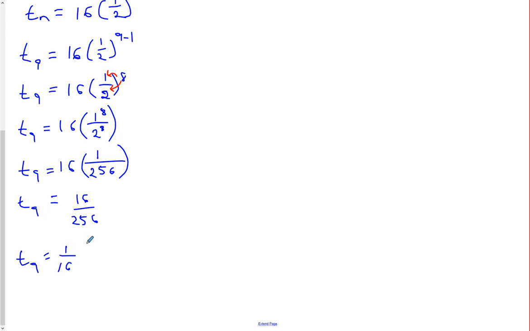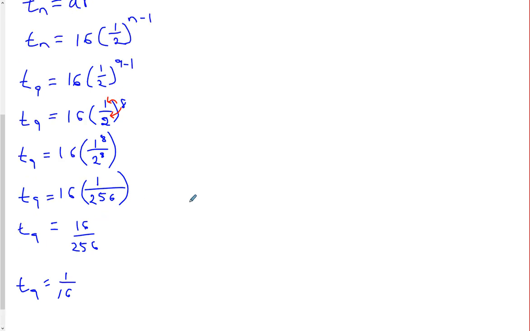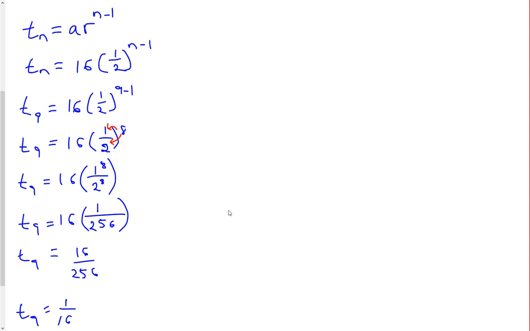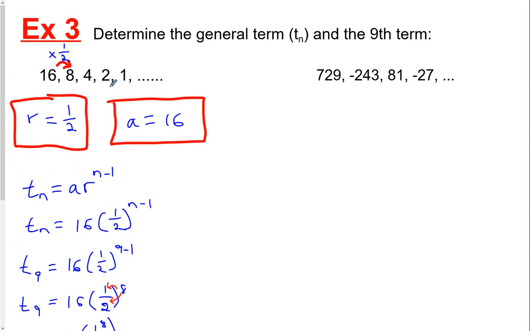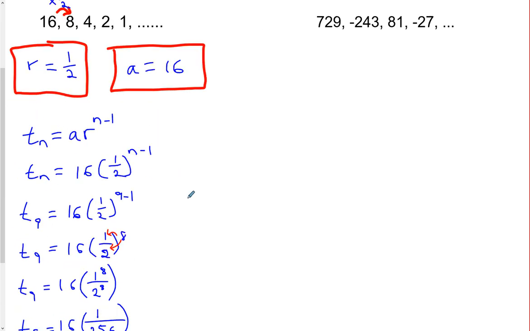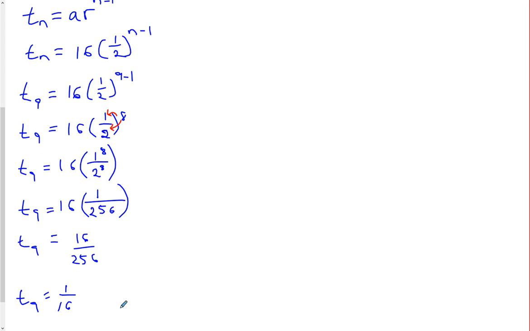So if you plugged all this into your calculator and just got a decimal number, that's totally fine. You would find that that decimal number actually equals 1 over 16. But if we want to be a little more elegant, we can keep things as fractions. Okay, so that's my 9th term, is 1 over 16. And since every time I'm dividing by half, my 10th term would be 1 over 32. And then my next term would be 1 over 64, and so on and so forth.